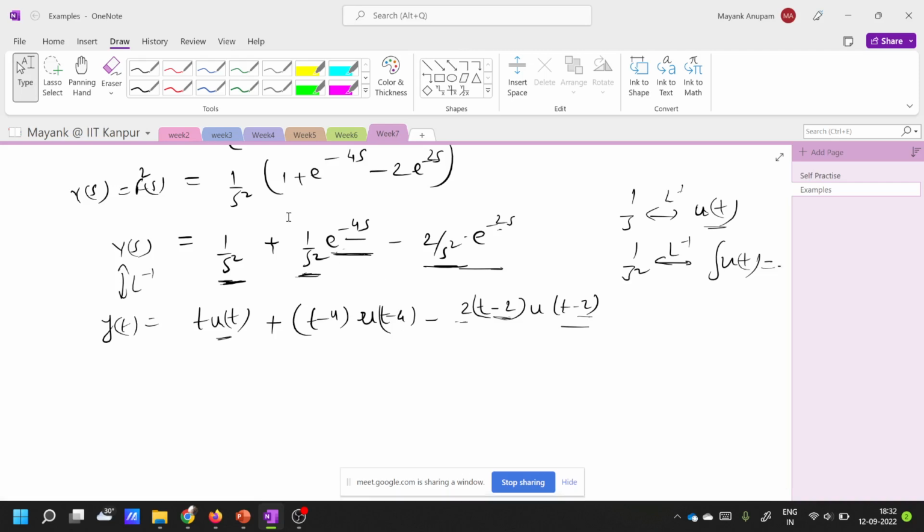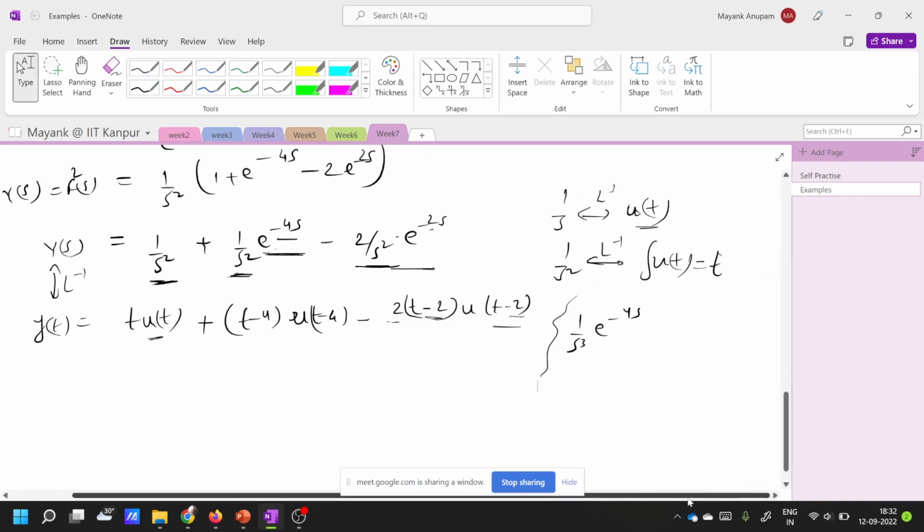Understood? So it means for 1/s³ I will get t/2, sir. Okay, one second. For 1 by s cube, first you have to find out what is the inverse Laplace transform of 1 by s cube. You want to find out 1 by s cube e to the power minus 4s, right? Its inverse Laplace transform. So let's take a digression here. Let's quickly solve this, so that your doubt is completely cleared.